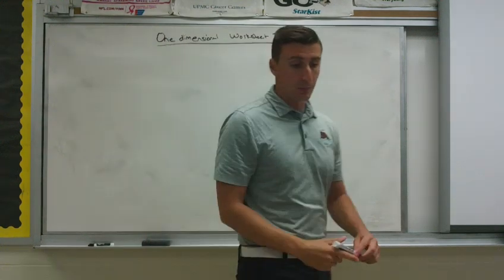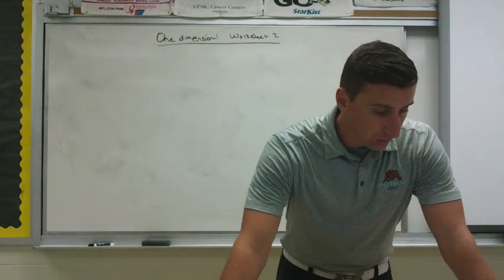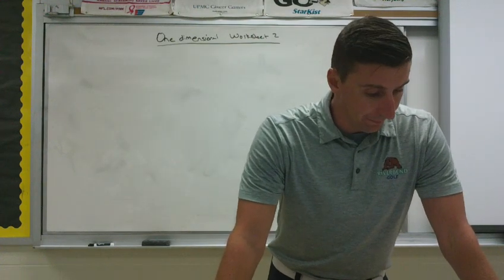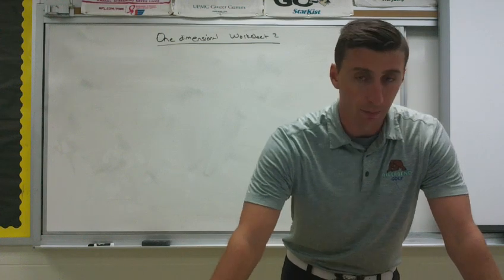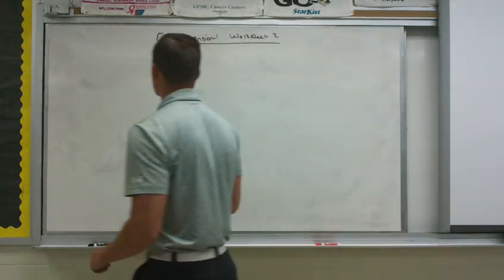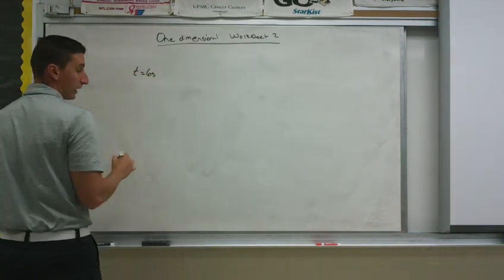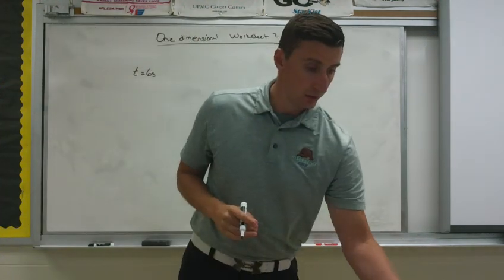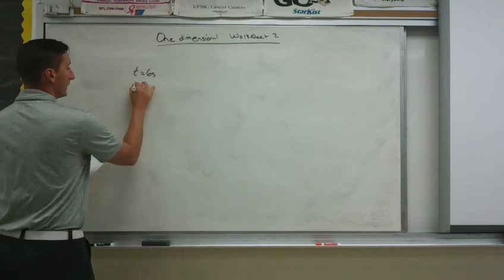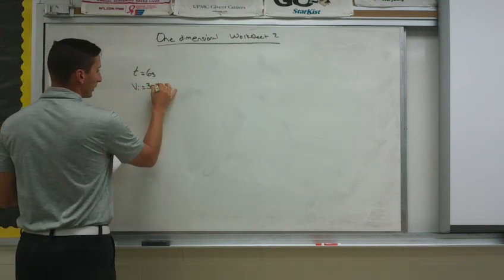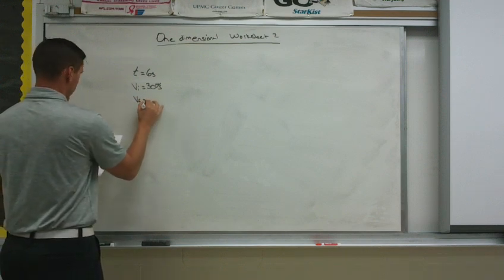All right, so the next problem says, at t equals 0, a car has a speed of 30 meters per second, and at t equals 6, a speed of 14 meters per second. What's its average acceleration during this time interval? So the change in time, the time that goes by, is 6 seconds. It has a speed of 30 meters per second, so VI is 30, and VF is 14.